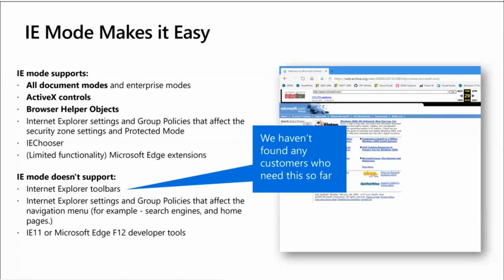Here is what it does support. IE mode supports all the document modes, ActiveX controls, browser helper objects, IE chooser, some amount of the old Edge extensions, but what it doesn't support: toolbars, navigation menus, and developer tools. So keep in mind that there are some limitations, but by far, just about everything that you need to be able to have this all-in-one experience is there.